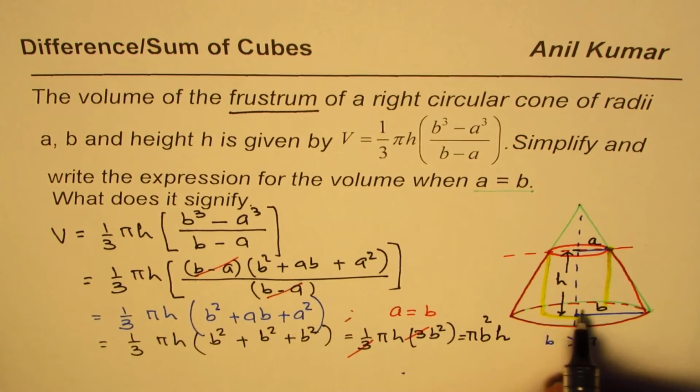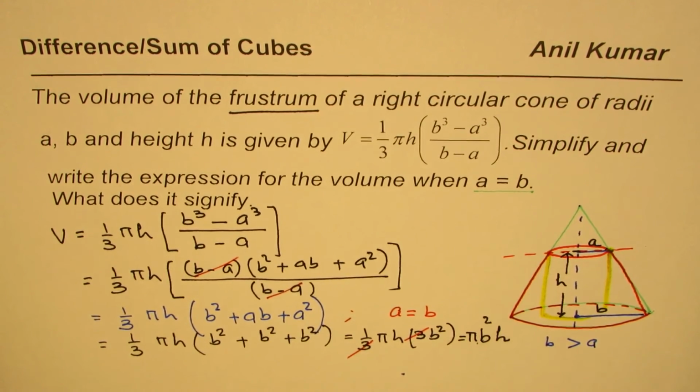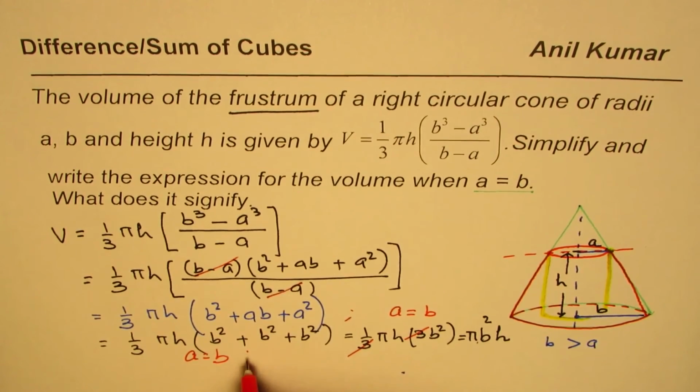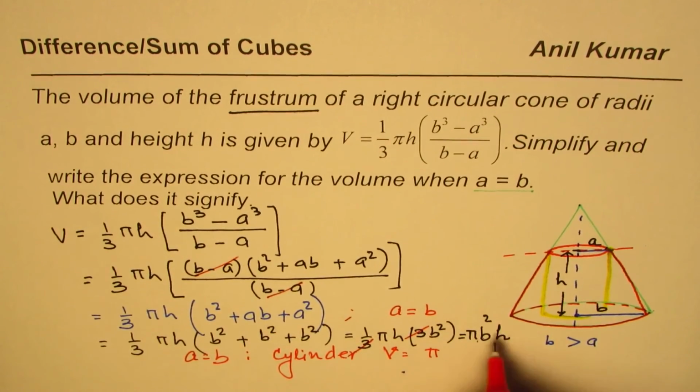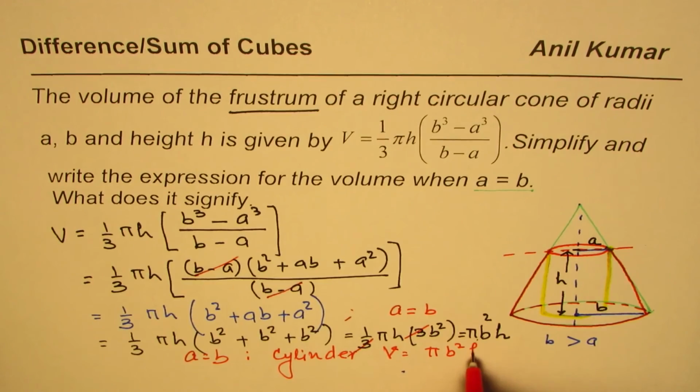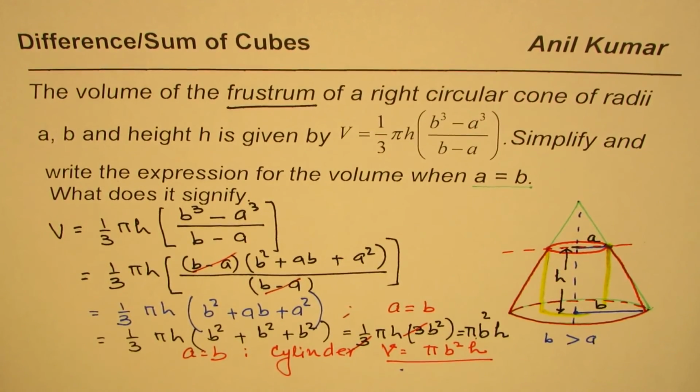So b is the radius of the cylinder, so it is radius square h. So you get this formula for a cylinder. Do you understand? So when a equals b, it becomes a cylinder whose volume V is pi times radius square, which is b square, times height. So that is how we can derive the formula or write down its significance.